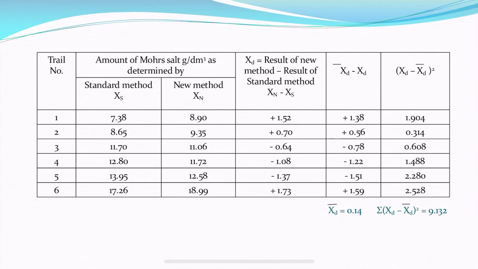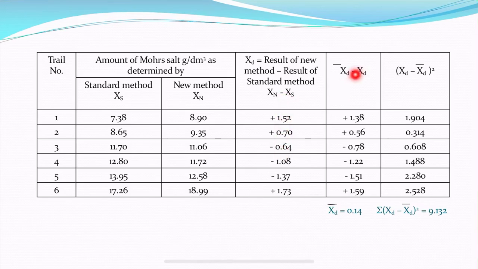And next, what he has done is he has calculated the xd value. What is xd? xd is the result of new method minus the result of standard method. So, this is the standard method and this is the new method. What is the difference? He has taken it as xn, where xn means new method, xs means standard method. So, this is xd, and then he has calculated xd bar minus xd.